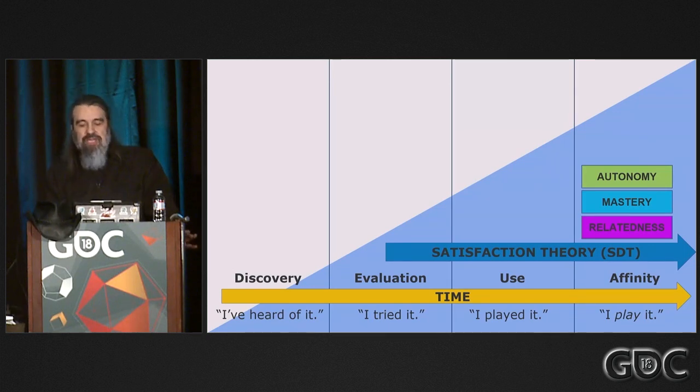Here's a question. Scott Rigby showed with his PENS model that as time goes on, as play goes on, all players want the same thing. They want autonomy, mastery, and relatedness.